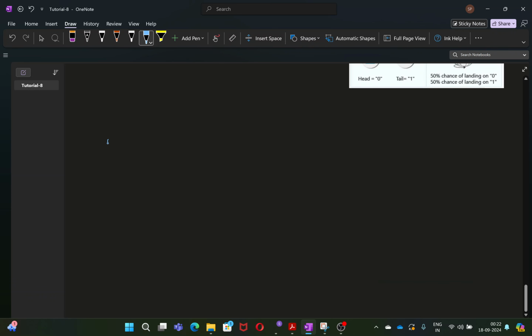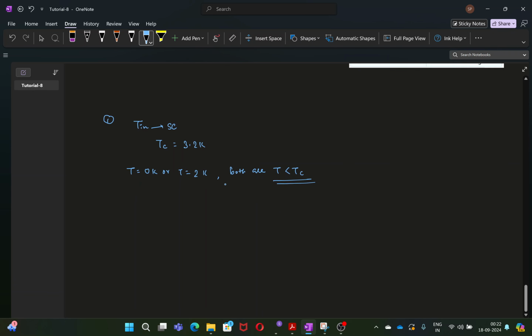So this is question number 1. Tin is a superconducting material. It has a Tc or critical temperature of 3.7 Kelvin, right? So all these two temperatures that are mentioned in the question, 0 Kelvin and 2 Kelvin, you can see both are below Tc. That means both temperatures are below the transition temperature of tin.